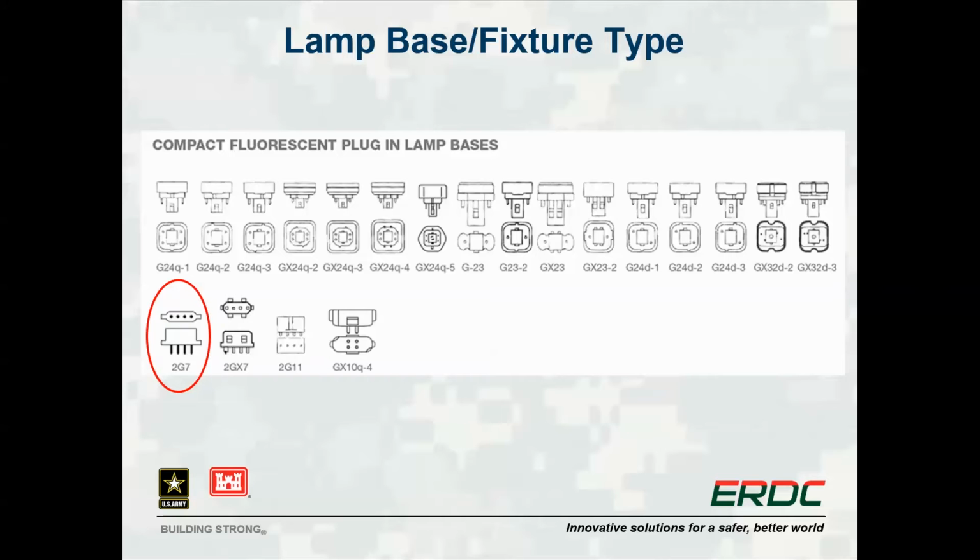One more relatively common connection type is shown here as the 2G7. It is often used with a specific compact fluorescent lamp that we will see on the next slide. However, LED lamps are made with this same base type and can be used as replacements.